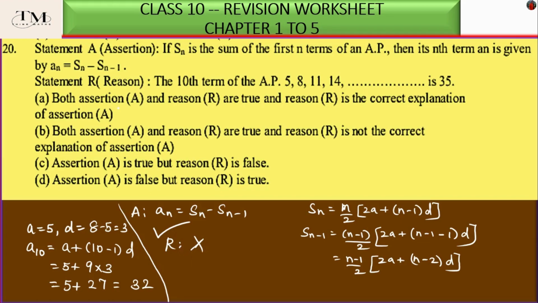So here for the first option, both assertion and reason are true. So this gets neglected. Here A is right and R is false. Now B option, assertion A and reason R are true. This also will not come. Check the C option, assertion A is true. Yes, assertion A is true, but reason R is false. So option C is the right answer.